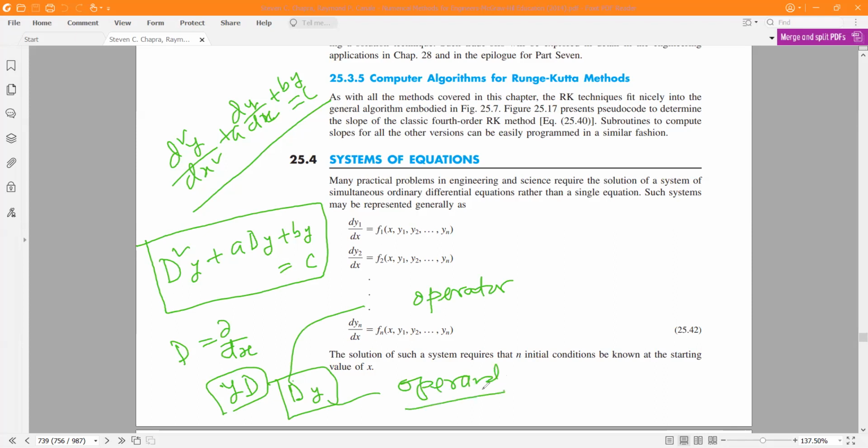Your operand cannot precede the operator. This is not an algebraic equation. This is an equation, okay, but it can help us solve our simultaneous differential equations very easily. Can you convert this equation into two first order equations?